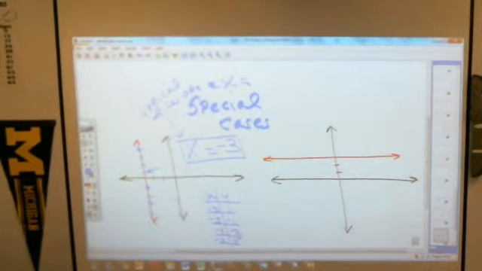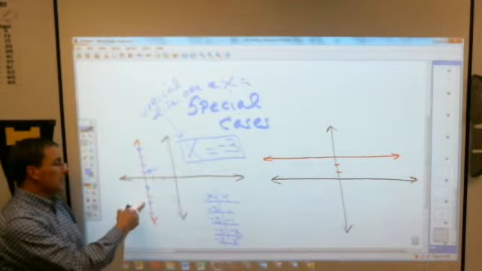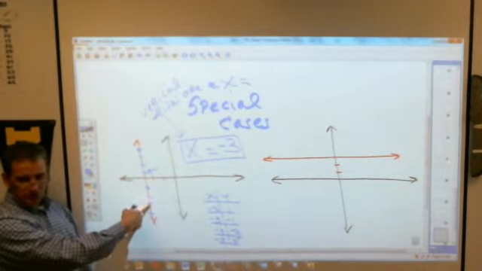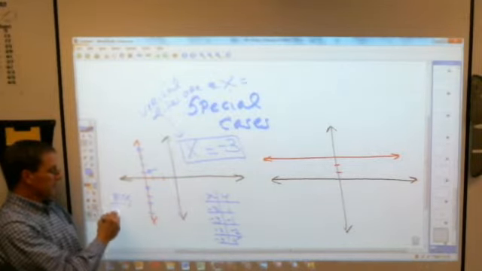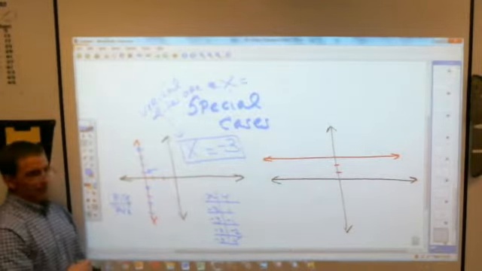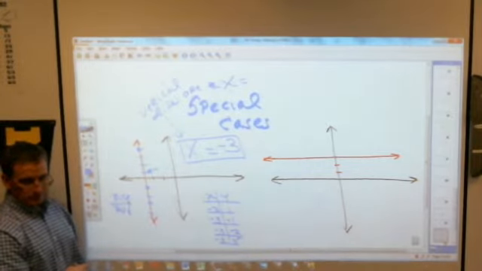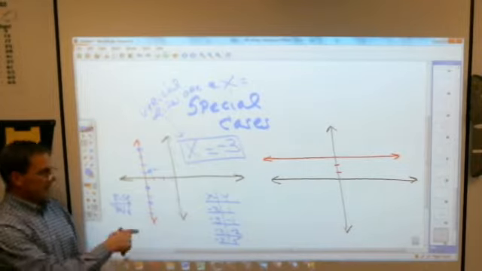Okay. If I asked you to give me the slope of this line, what is the slope of that line? Remember, it's rise over run. How high is that line? How high is this line?